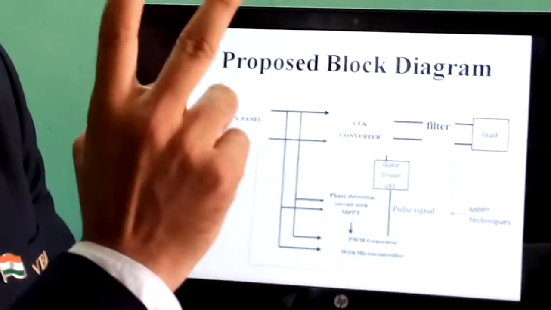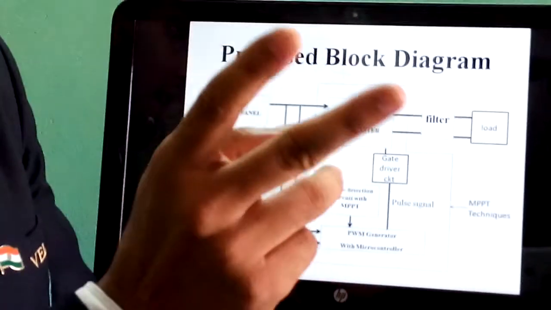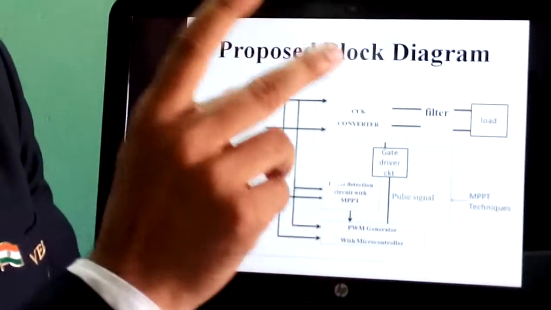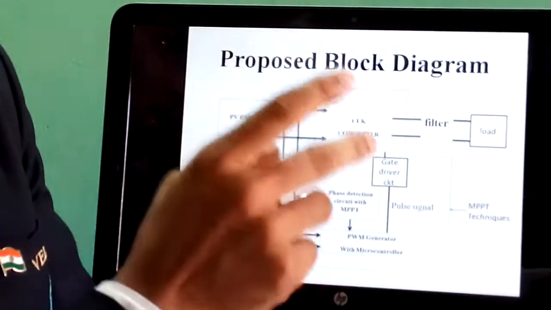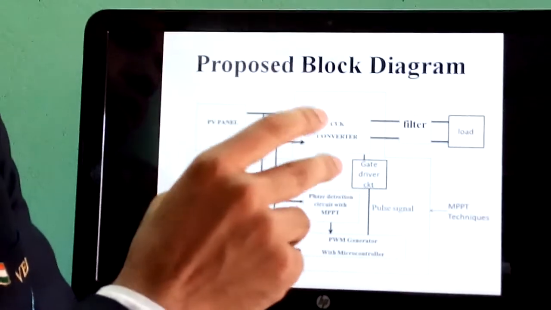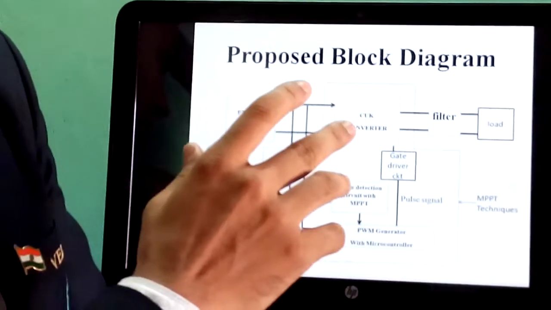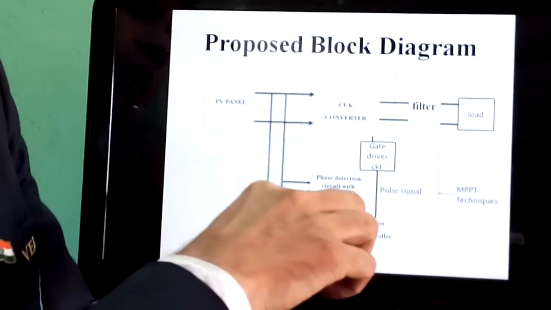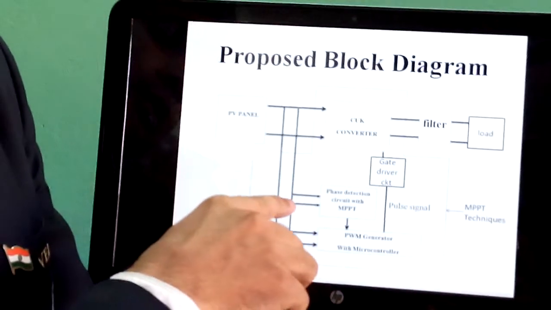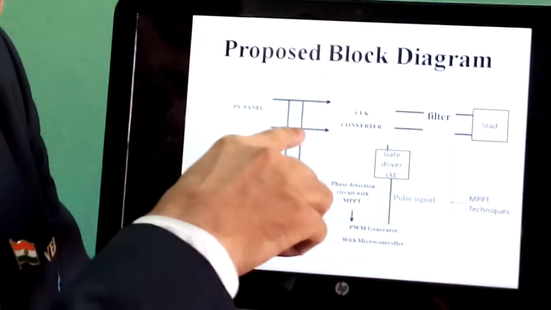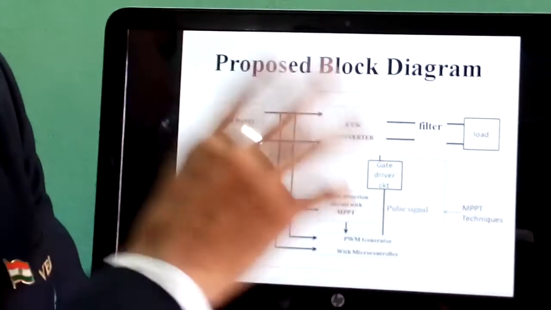There are two types of MPPT: the first is the direct method and the second is the indirect method. We are going to use the indirect method. We are using the MPPT algorithm of perturbation and observation. After this, the two lines are going to connect to the PWM generator with the microcontroller.